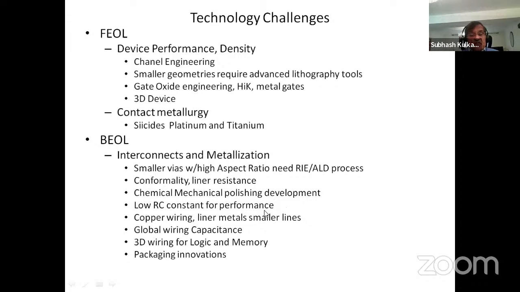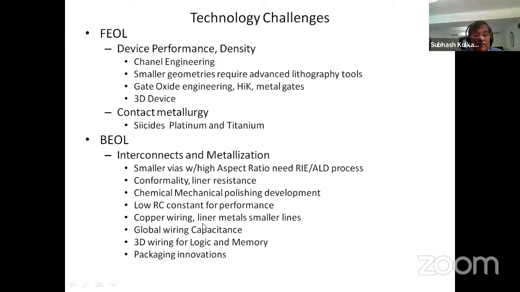Low RC constant for performance. This is key, and I'll show you some of the charts on what we are doing to keep the RC constant low. The RC constant is the one that will limit your access time. So for all the high performance transistors you build, unless the RC constant is low in the back end, you cannot get all that performance translated into the actual function of your computer.